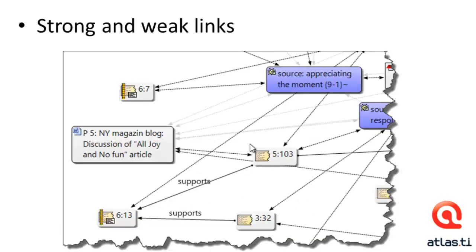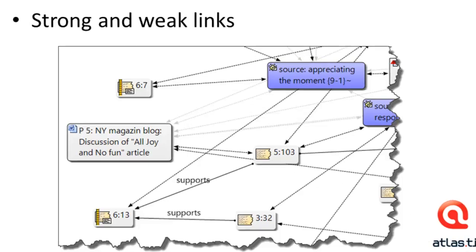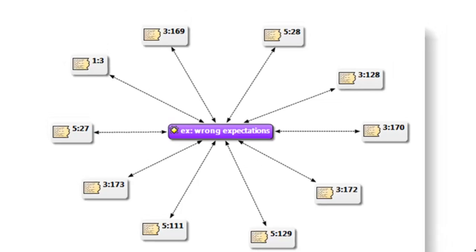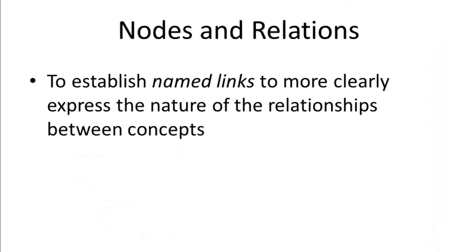And we can also define strong links between two quotations. And these are actually the hyperlinks. So if you talk more about hyperlinks, remember we have strong links here between two quotations. Another weak link network, again just showing the coding of that code, explanation wrong expectation. And we can just visualize all the quotations linked to that code. And another example would also be if you visualize a code family. This would also be weak links if you have only the members of the family.